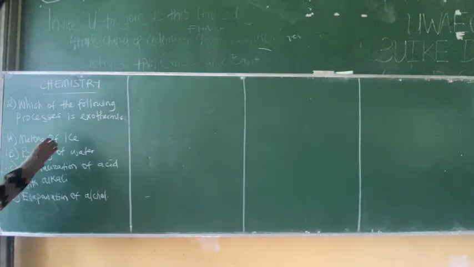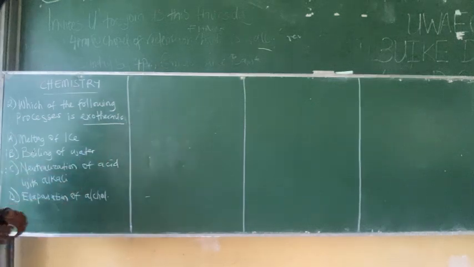The first thing we need to know is the word exothermic. What does exothermic mean? An exothermic reaction releases heat to the surroundings. From these options, we have melting of ice. Melting of ice does not release heat to the environment; actually, it absorbs heat. Boiling of water, heat is not released to the environment. Heat is absorbed.